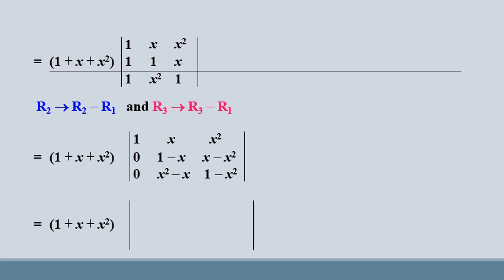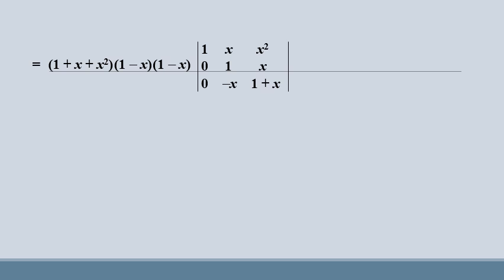So now in the second row we can take out 1 minus x. First we will simplify the third element of the second row: take out x common, so we get x(1 minus x). Similarly in the third row, if I take x common in the second element, I get x(x minus 1). Next we will take out 1 minus x common from R2 and R3. So we get 0, 1, x; 0, minus x, 1 plus x.